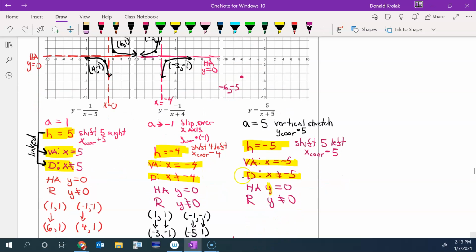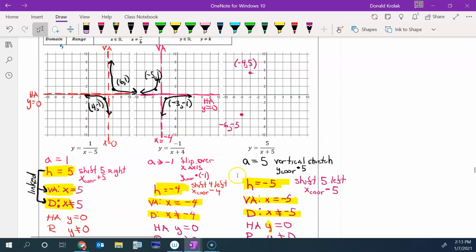Okay, and then you just throw in your asymptotes. So that was my vertical. X equals -5. Horizontal. Y equals 0. And now that tells me how to draw my graph.